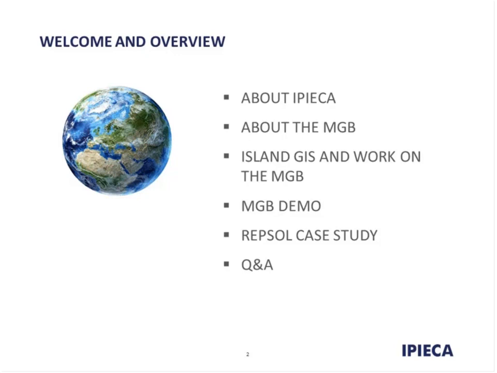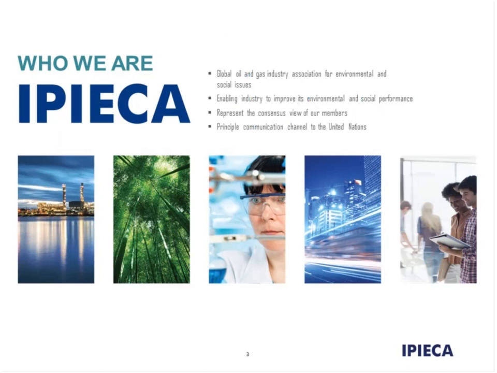So to kick things off, just a few words about Ipieca. Ipieca is the Global Oil and Gas Industry Association for Environmental and Social Issues, established over 40 years ago to represent the oil and gas industry and better enable oil and gas companies to improve environmental and social performance. We're the only global association involving both the upstream and downstream industry, and Ipieca is the industry's principal communication channel to the United Nations. We help improve industry performance by developing, sharing and promoting good practices and solutions, enhancing and communicating knowledge and understanding, engaging members and others in the industry, and working in partnership with key stakeholders.